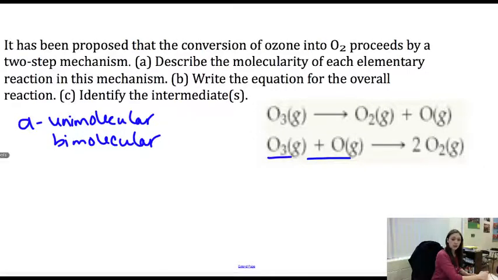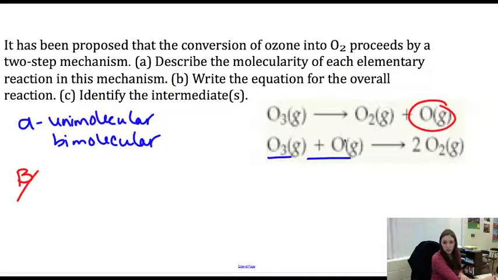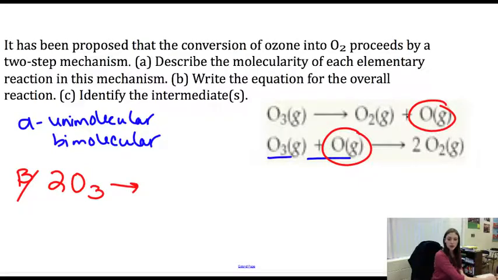In B, it asks us to write the overall reaction, which we have done before. So what I need to look at here is what's going to kind of cancel. Well, what should cancel is my O here. And I have how many O3s total? I have two, so I have two O3s. The O's cancel because I have one on the right and one on the left. And then I have three O2s. And we notice that I have 6 O's total on both sides, which is good.